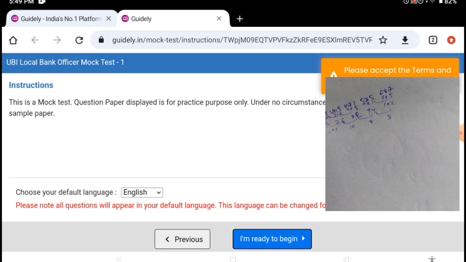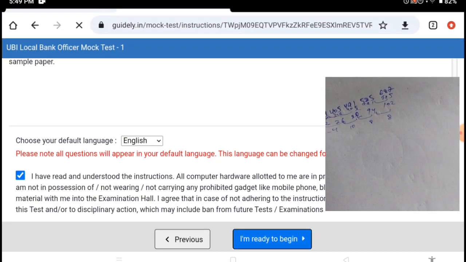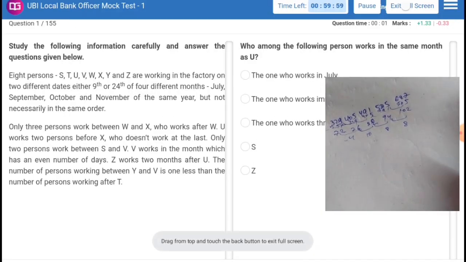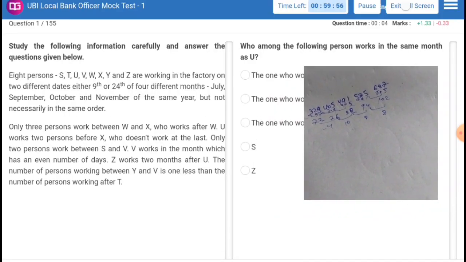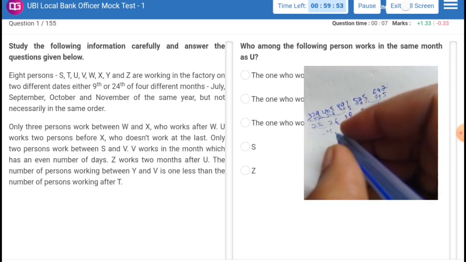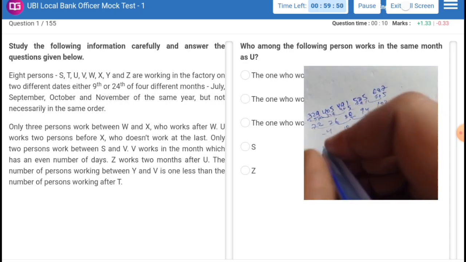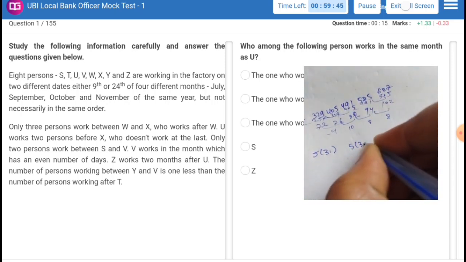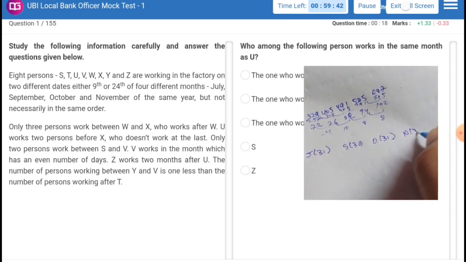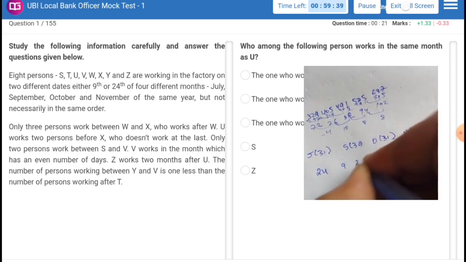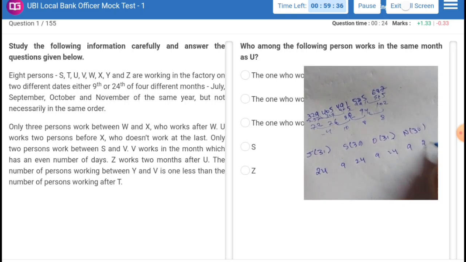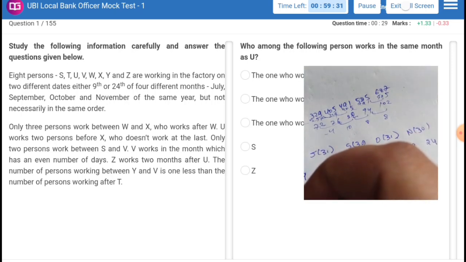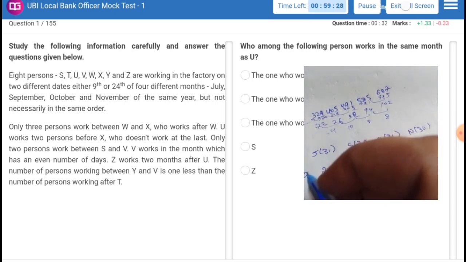Let's get started. So, terms and conditions. Here, 8 persons are in different months: July, September, October and November. Only 3 persons worked between W and X. X worked after W. U works 2 persons before X.